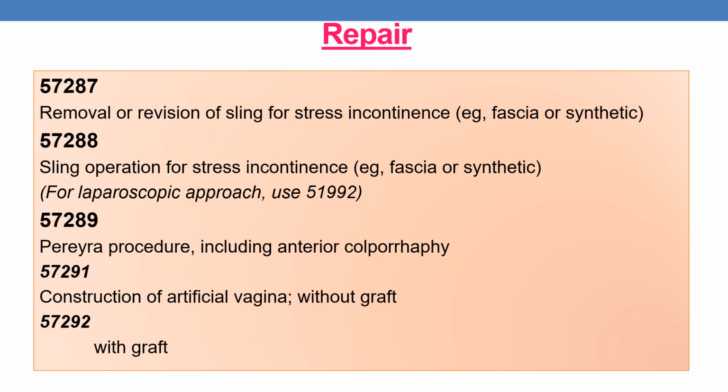The next CPT is 57287. Removal or revision of sling for stress incontinence. The next is 57288. Sling operation for stress incontinence. And for laparoscopic approach, you need to use 51992. Next is 57289. Pereyra procedure, including anterior colporrhaphy. The next is 57291. Construction of artificial vagina without graft. And for construction of artificial vagina with graft, the CPT is 57292.